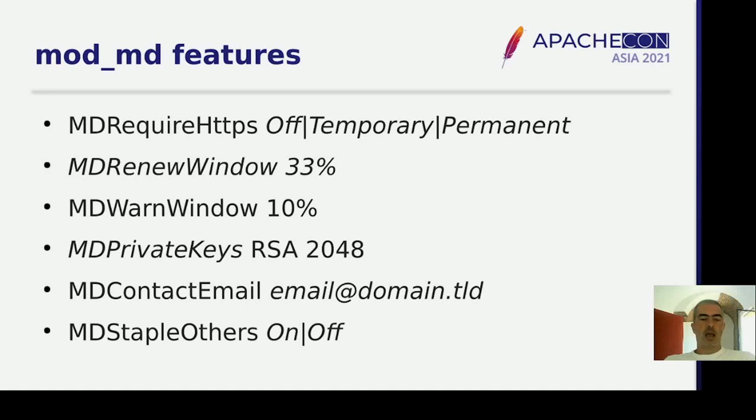Then you have two different values: MD renew window and MD warn window. So when the certificates will be renewed, 33% will mean that in 90 days, after 60 days it will be renewed, and the warn window will be that if it's not renewed until 9 days to the end, mod_md will start warning you that something is going to go bad.